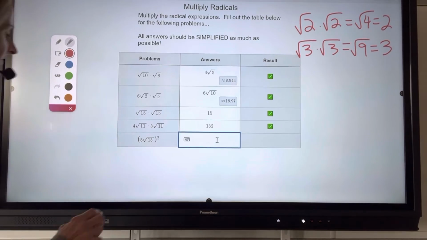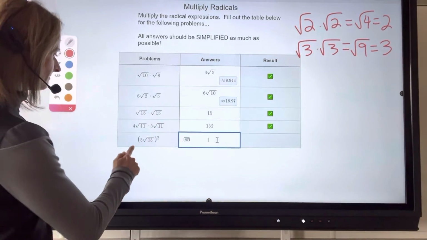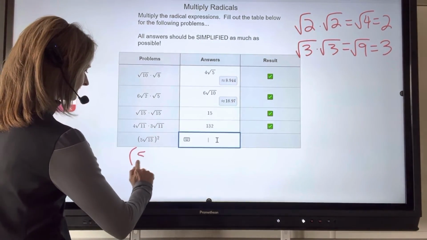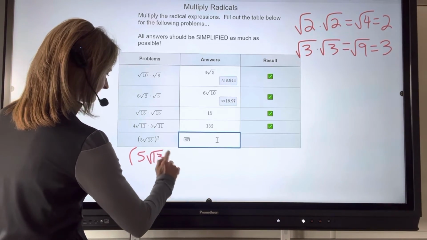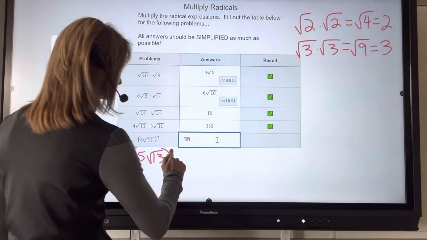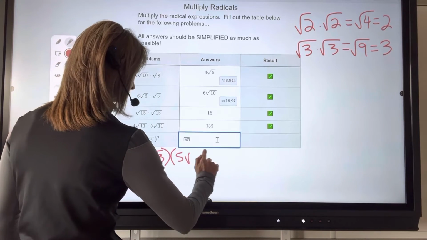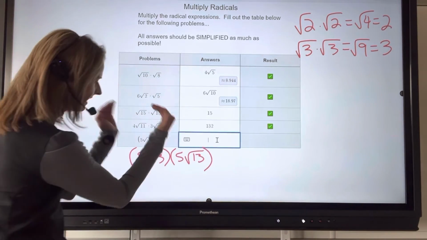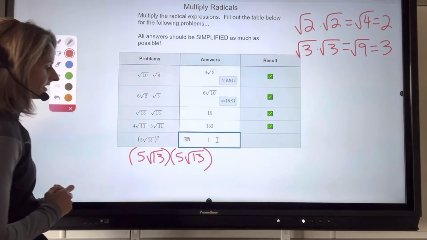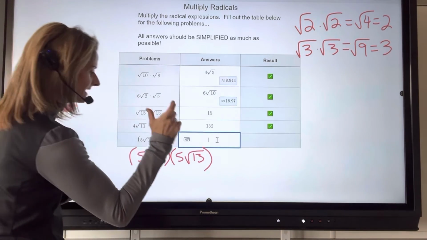I need to show you how to do this. In fact, I was just teaching my son this yesterday, and he is in pre-calculus. So this is something that will be used and people will just forget how to do. When you have a quantity in parentheses squared, that means 5 root 13 times 5 root 13.